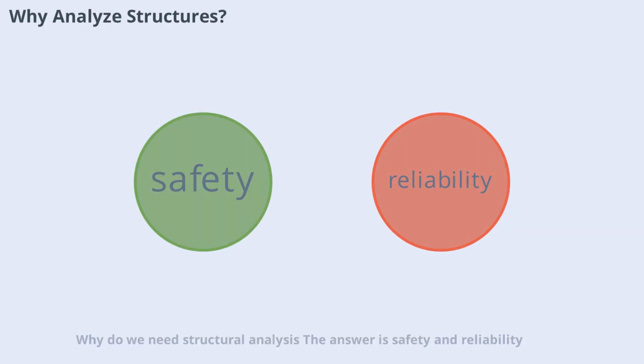Why do we need structural analysis? The answer is safety and reliability. Every structure must withstand various forces such as weight, wind, and earthquakes. By analyzing structures, engineers can identify potential weaknesses and ensure that buildings, bridges, and other constructions won't fail unexpectedly. This process helps prevent disasters and saves lives. It also allows for efficient use of materials, reducing costs and environmental impact. Structural analysis is the backbone of safe and sustainable construction.